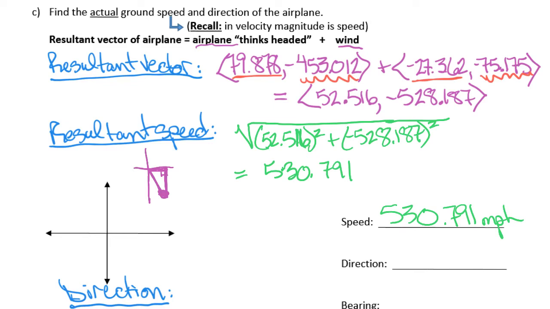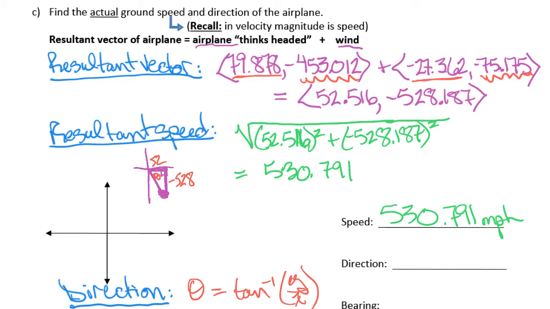Okay, and then our direction. Remember that the direction is found by taking the angle measure. So going back to my picture here, here's my theta that I'm looking for. If I know that this is 52 and this is negative 528-ish, I want to find my direction, which is just going to be tangent inverse of y over x. Tangent is y over x, opposite over adjacent.